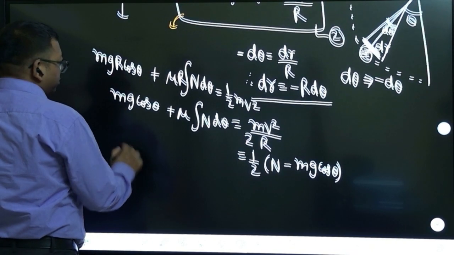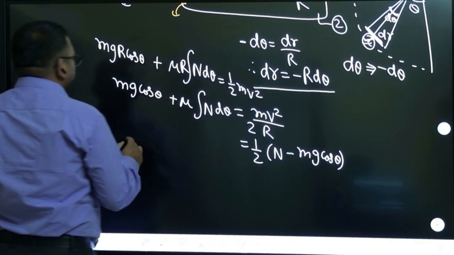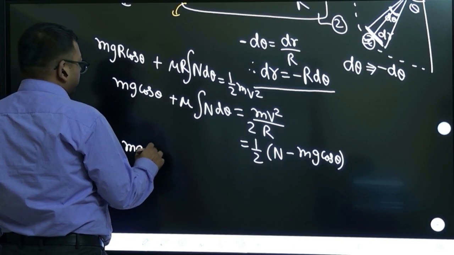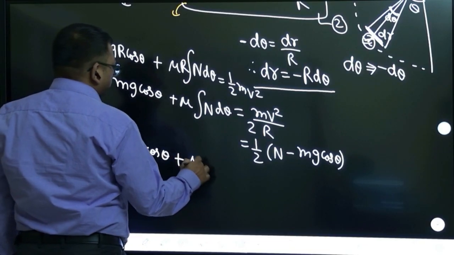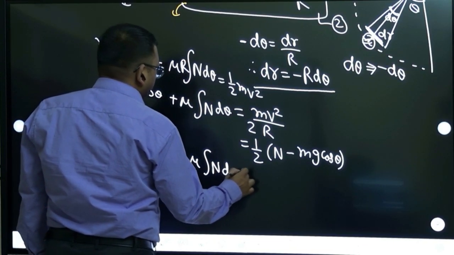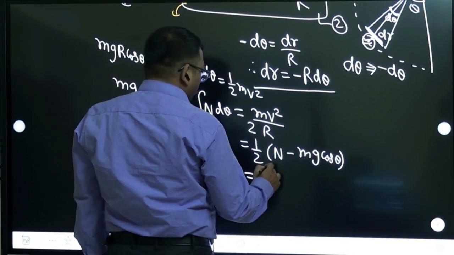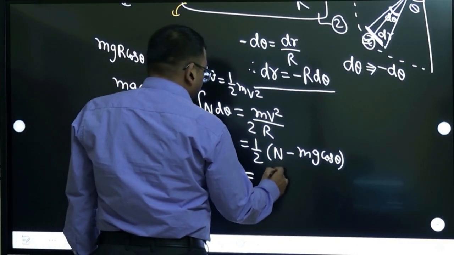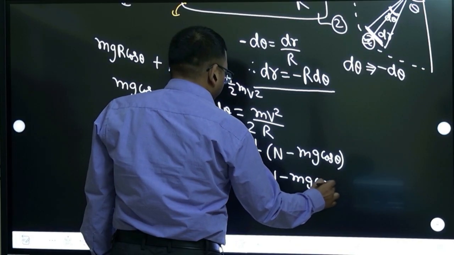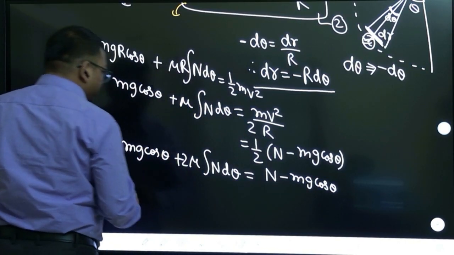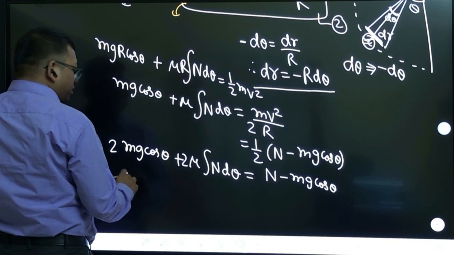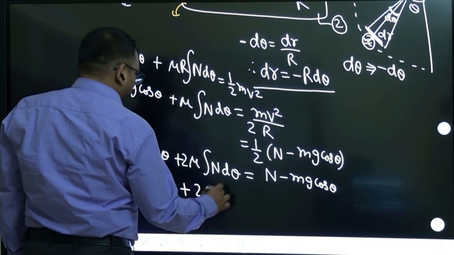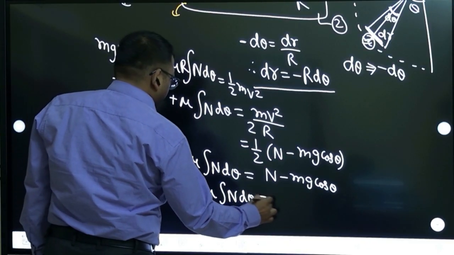Let us try to simplify this a little bit. So mg cos theta plus mu integration of normal d theta is equal to n by 2. 2 I will multiply this side. This becomes n minus mg cos theta. Now mg cos theta terms I can bring this side, so 3 mg cos theta will be there, plus 2 mu integration of normal d theta is equal to normal.